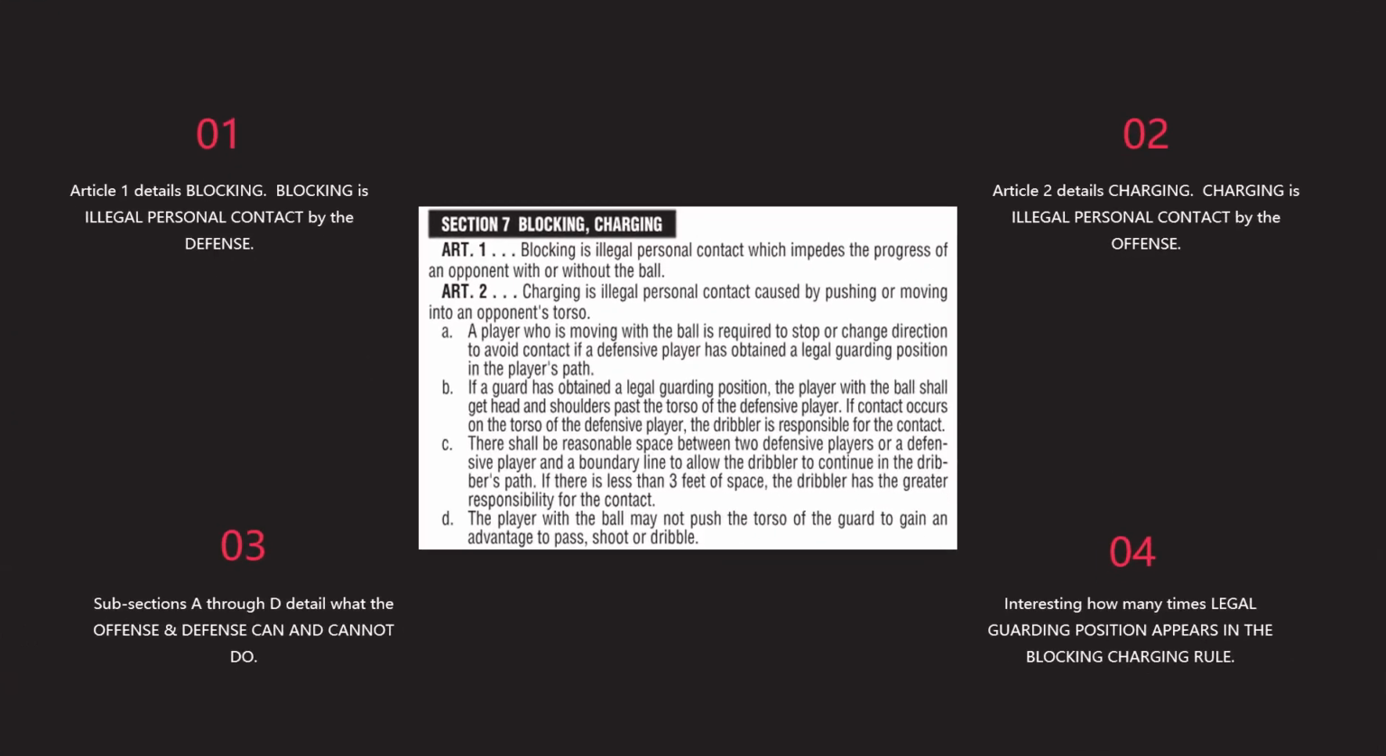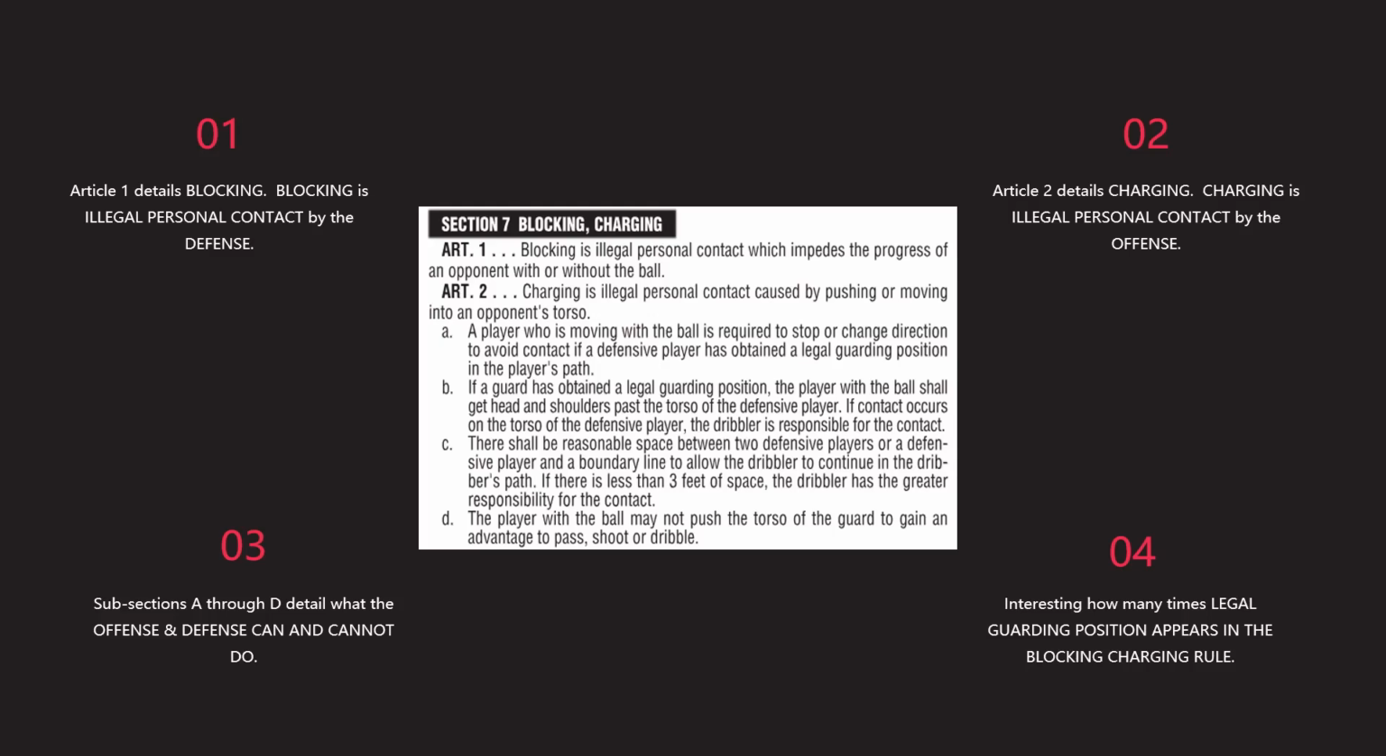Again, this image is the blocking charging rule itself from National Federation High School. Article 1 details blocking. Blocking is the illegal personal contact by the defense. Article 2 details charging. Charging is illegal personal contact by the offense. Take note in Article 2, it details by pushing or moving into an opponent's torso. That'll become important as this presentation moves on.